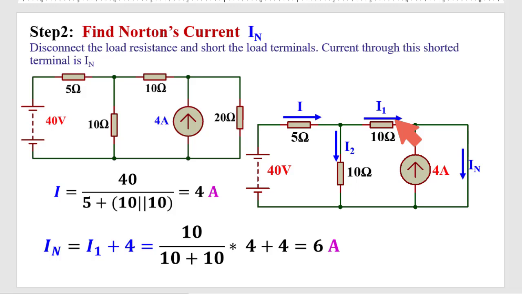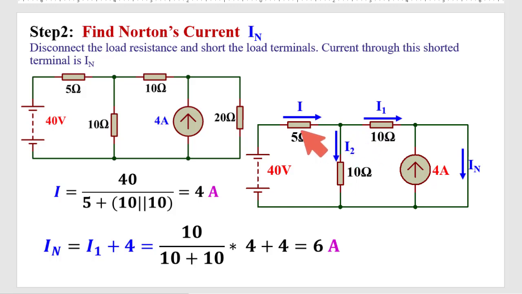Now I need to find the value of I1. To find this I1, I need to find the main current I, because this I is divided into two parts, I2 and I1. What is I? I is the main current produced by this source and the combination of 5 ohm resistance, 10 ohm resistance and 10 ohm resistance. So what will be the main current I? The main current I will be this voltage divided by the equivalent resistance. So first I need to find the equivalent resistance.